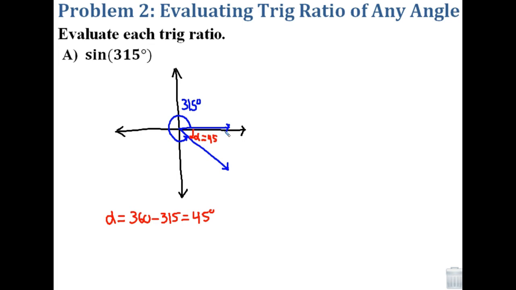From this reference angle, we'll construct a reference right triangle. Now if one angle is 45 and another is 90, I know that the third angle will be 45 as well. This is our 45-45-90 right triangle, which I know the side lengths for. The legs are both 1, and the hypotenuse is root 2.